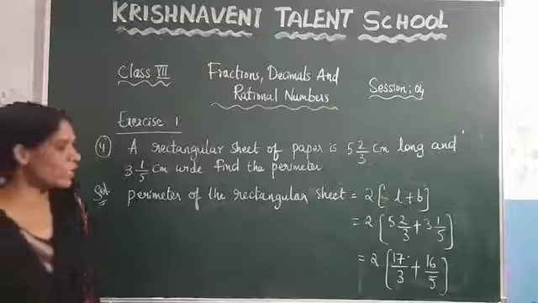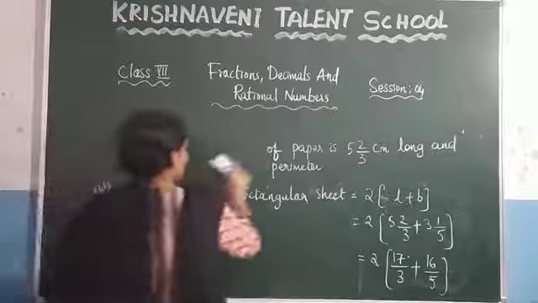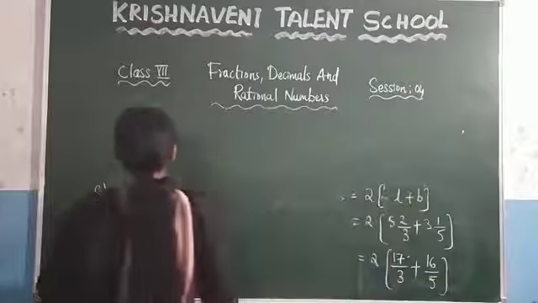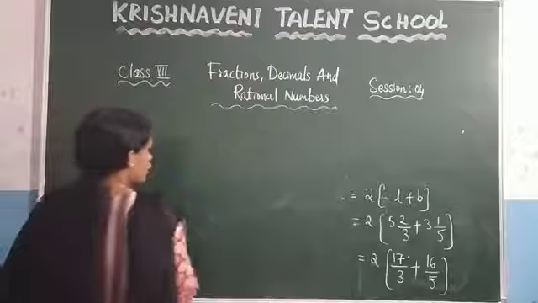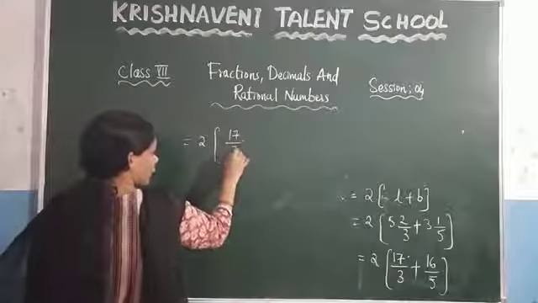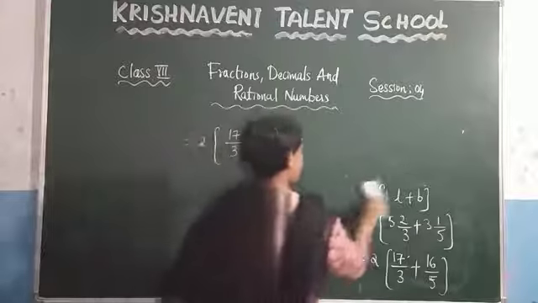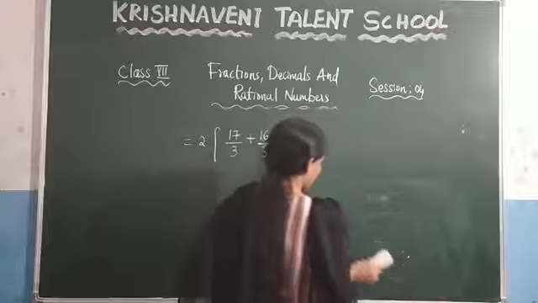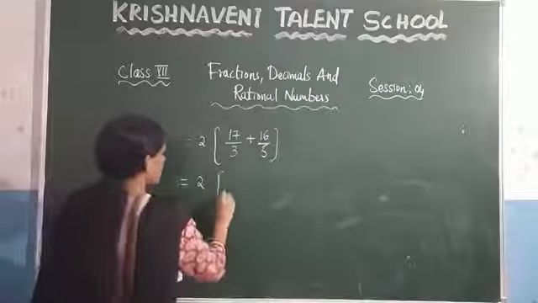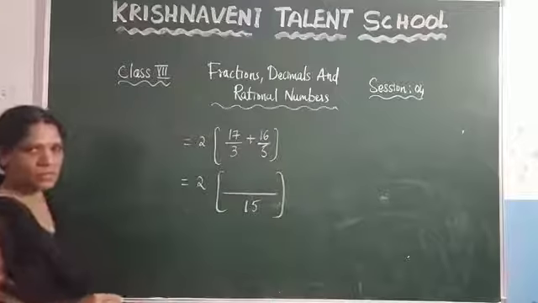For that, you have to take the LCM of the denominators. So what we got at last is 2 into (17 by 3 plus 16 by 5). We need to solve this if we want to find the perimeter of the rectangular sheet. For that reason, you need to take the LCM of 3 and 5. What is the LCM of 3 and 5? It is nothing but 15.